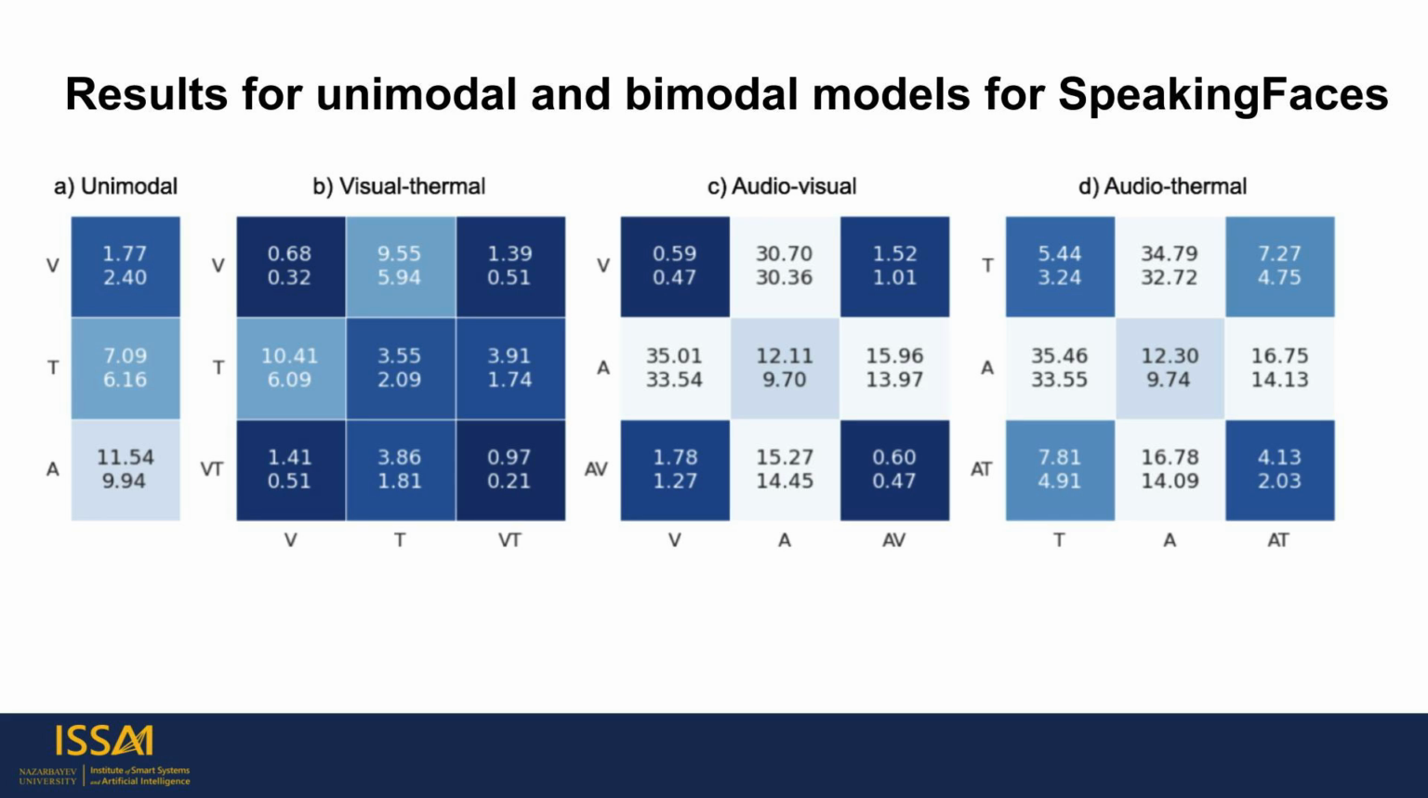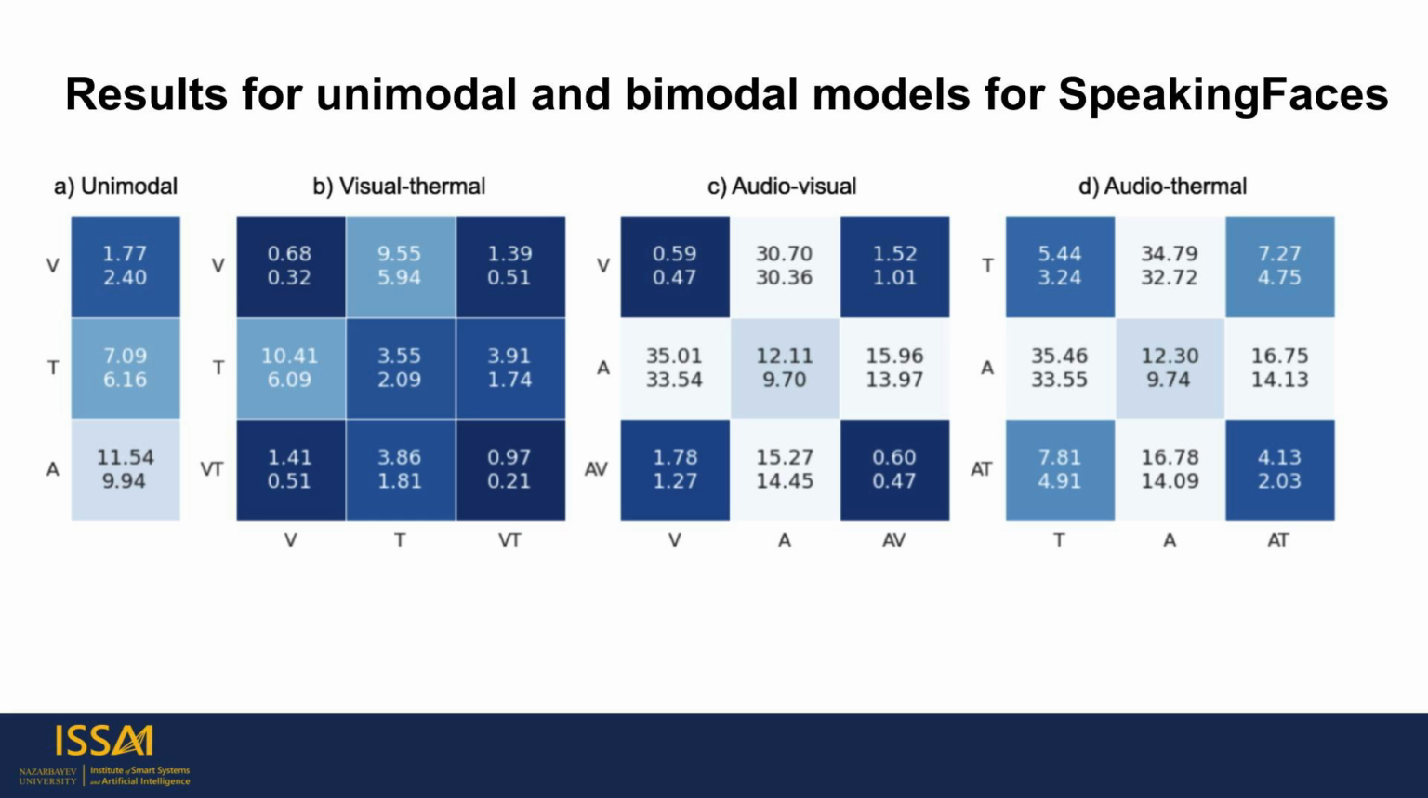Considering the evaluation scenarios outlined earlier, we trained and tested our model using the SpeakingFaces and VoxCeleb datasets. We start with reporting the unimodal and bimodal results of the models trained on the SpeakingFaces dataset. The uniqueness of the SpeakingFaces dataset is the alignment of audio-visual information along with thermal data. Each cell contains equal error rate for the validation and test splits displayed on the top and bottom rows. The reported values represent the mean results from repeated experiments.